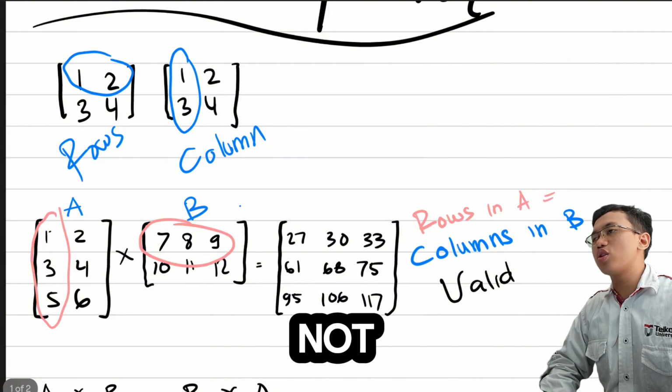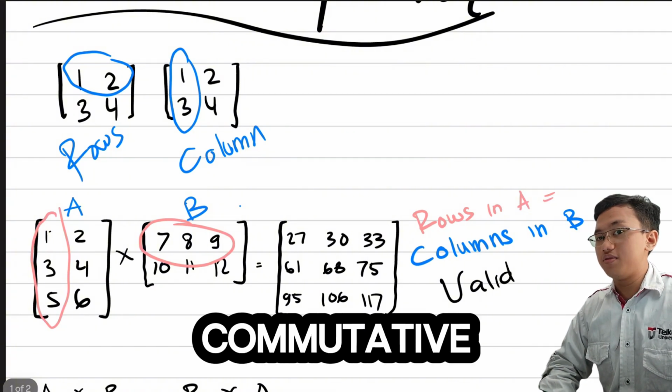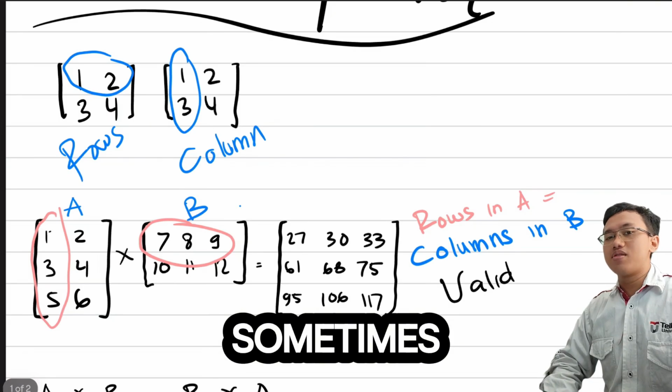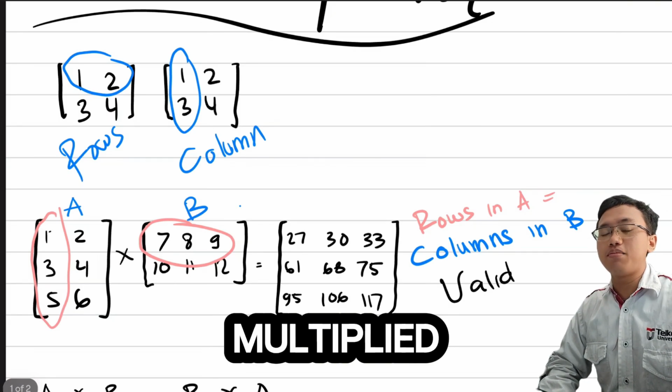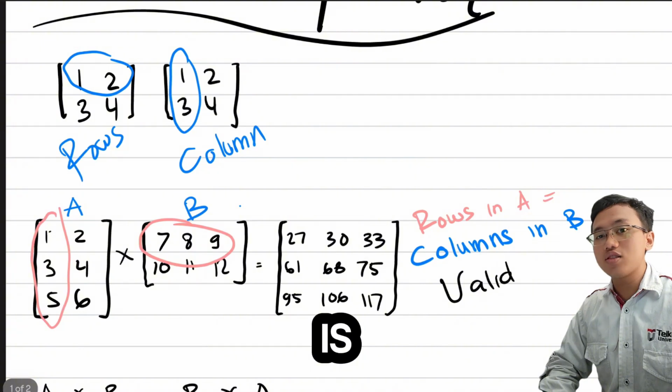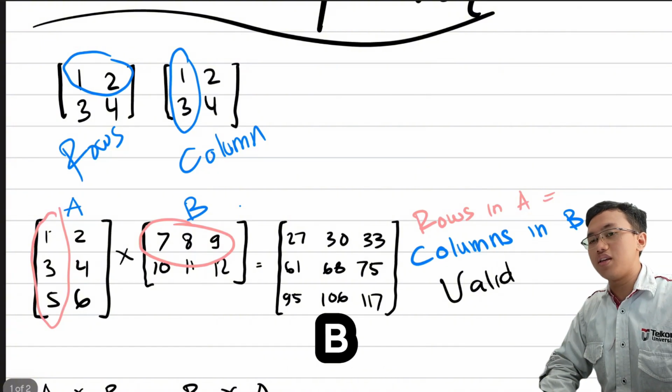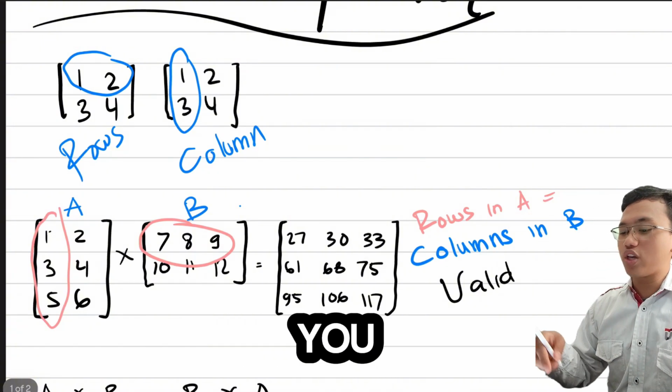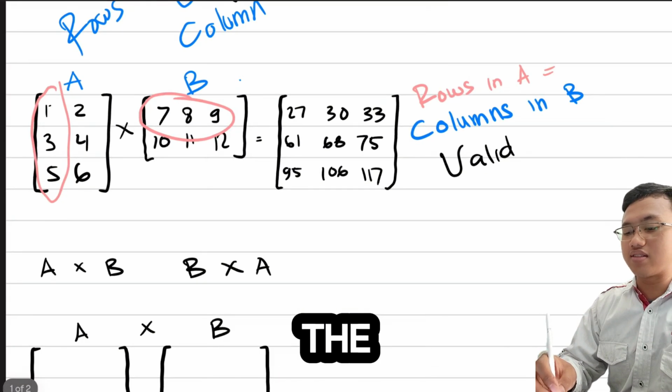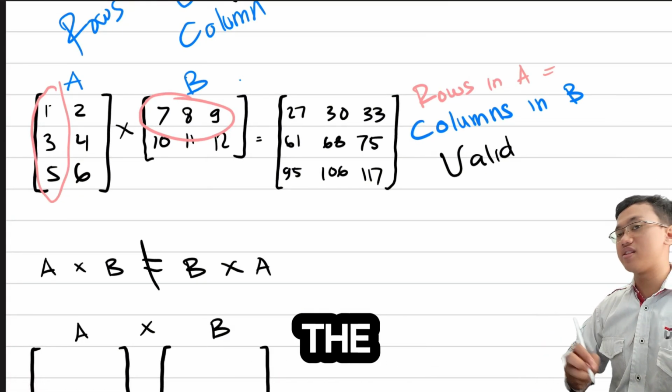Next, it is not commutative. What is commutative? Sometimes matrix A multiplied by matrix B is not equal to matrix B multiplied by matrix A. So you cannot switch them over expecting the same results. It will not be the same.